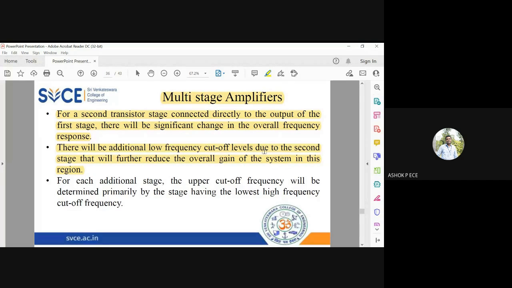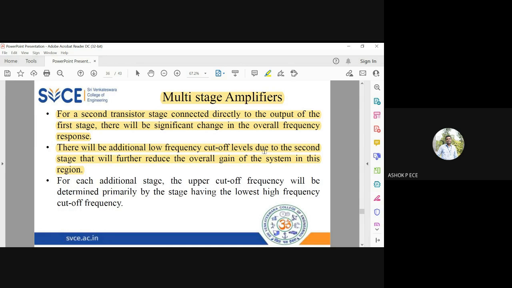So the gain will change. Overall, the gain of the overall system is going to be changing. The bandwidth will change. The lower cutoff frequency will change. The upper cutoff frequency will change. Everything is going to change. So what will effectively happen is, as you're connecting more number of amplifiers, the gain will be multiplied.